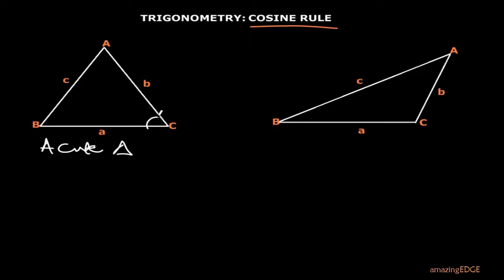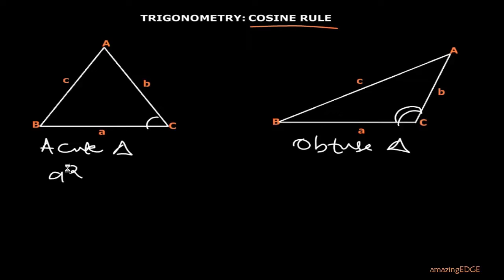Then here you see we have an obtuse angle, so we can call this an obtuse triangle. Whichever the case is, none of them is a right angled triangle. So cosine rule is also used when dealing with a non-right angled triangle. So we want to develop the formula for finding any of the sides or any of the angles using cosine rule.